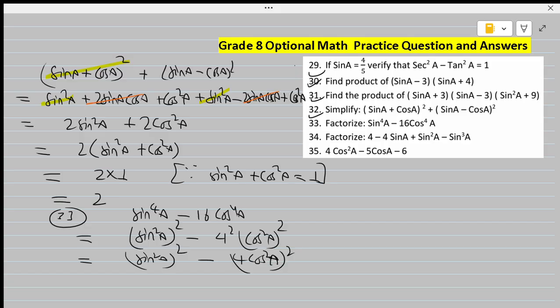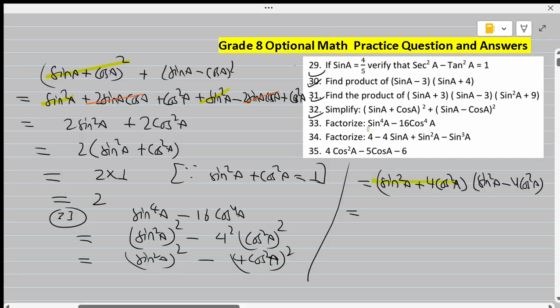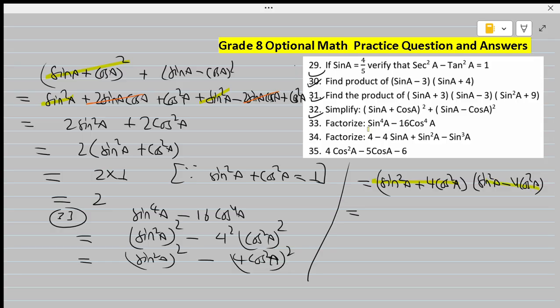So now what do we have? a square minus b square. So we can break it and write a plus b into a minus b. a plus b is sine square plus 4 cos square A, and again a minus b is sine square minus 4 cos square A. Now the first expression you can't break because there's a plus in the middle, but this one you can break because it's again in a square minus b square format, right?